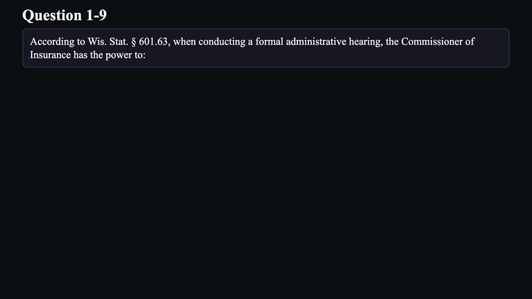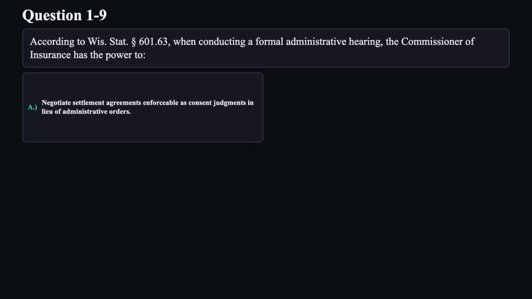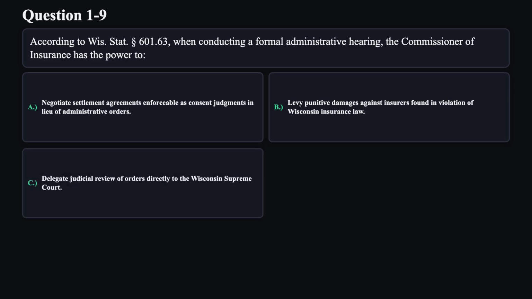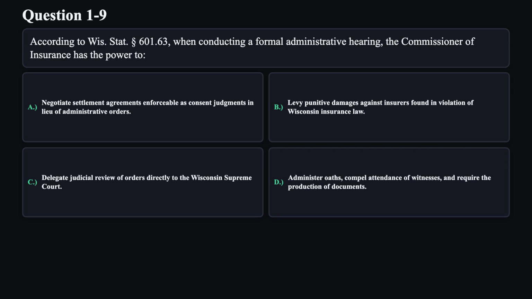Question 9. According to Wisconsin Statute Section 601.63, when conducting a formal administrative hearing, the Commissioner of Insurance has the power to: A. Negotiate settlement agreements enforceable as consent judgments in lieu of administrative orders. B. Levy punitive damages against insurers found in violation of Wisconsin insurance law. C. Delegate judicial review of orders directly to the Wisconsin Supreme Court. D. Administer oaths, compel attendance of witnesses, and require the production of documents.